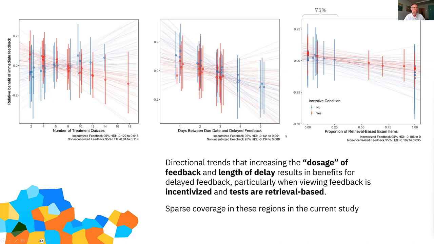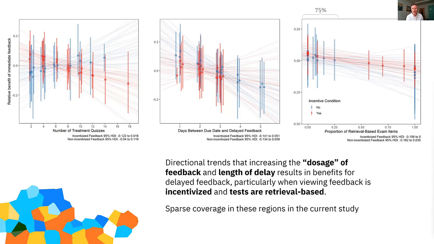And then also we observed that if there was a lot of retrieval-based exam items, what I mean by that is students had to actually respond with a response as opposed to marking a response. So instead of multiple choice, if they had to fill in the blank or write an essay or something, then there was also a potential benefit for delayed feedback. But 75% of the sample just didn't do that very often at all. So directional trends suggest that increasing the dosage of feedback and the length of delay result in benefits for delayed feedback, particularly in situations where the feedback is incentivized to look at and where tests are retrieval based. But there's just sparse coverage in these areas for the current study.